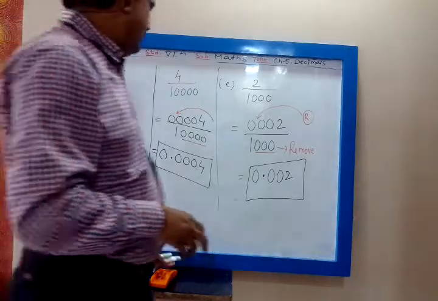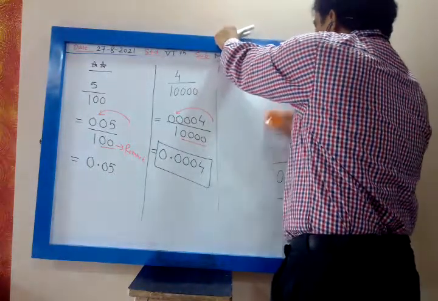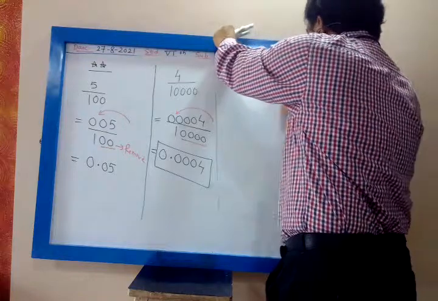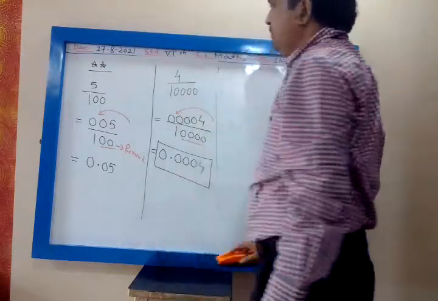Now all of you are very comfortable in placing the decimal. So let us go ahead. If there are fewer digits, we add 0 before the number.